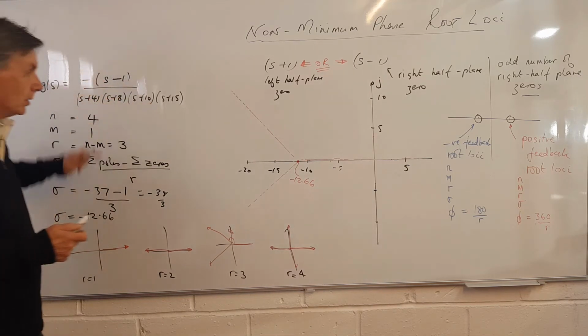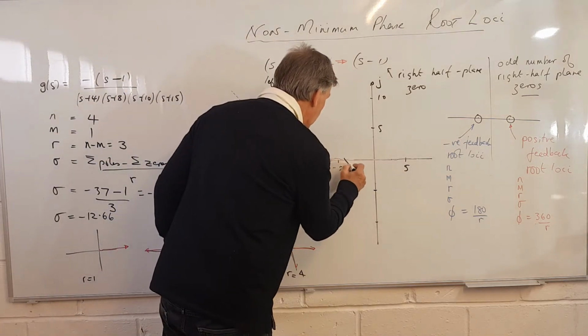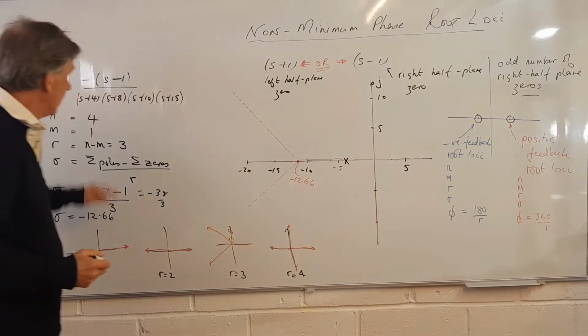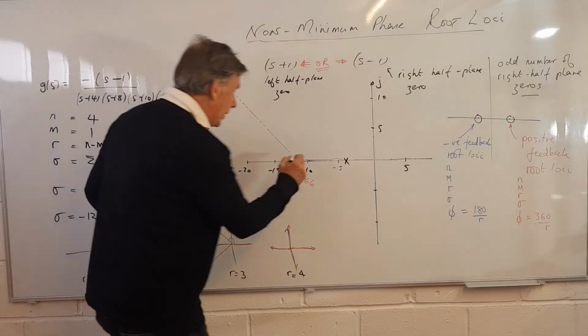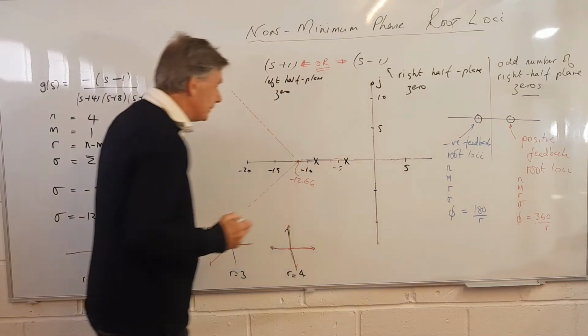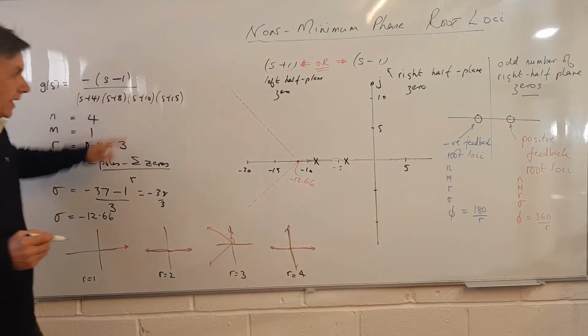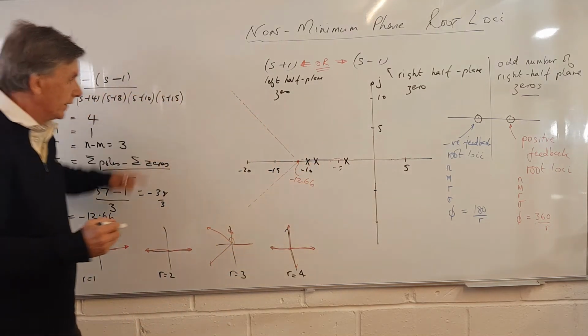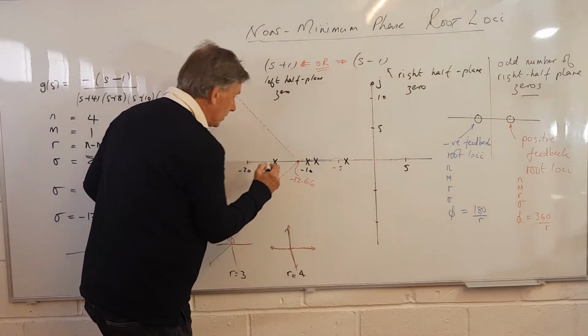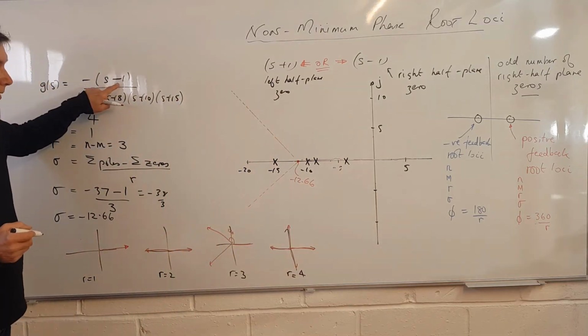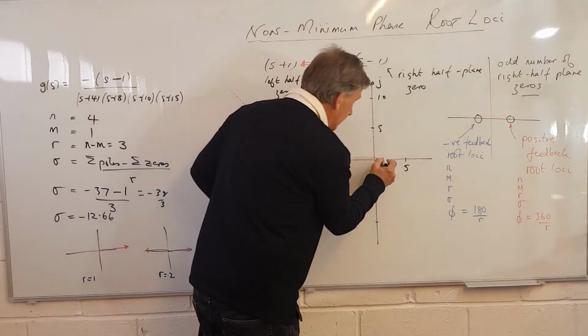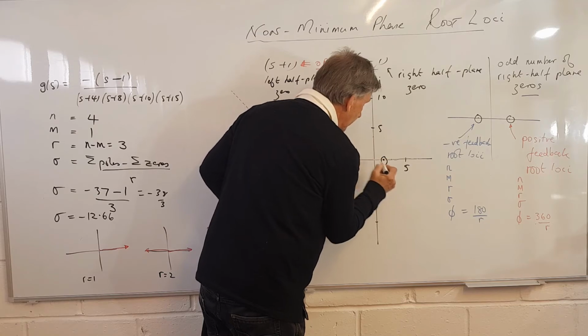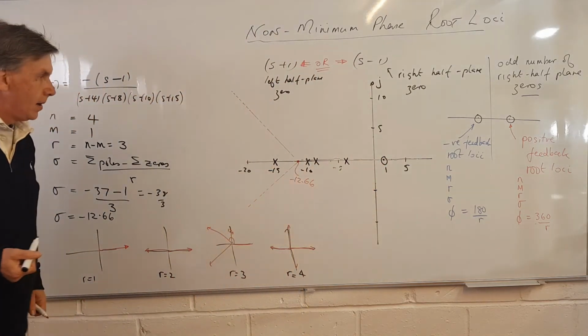So I've got a pole at minus 4, it's got a pole about there. I've got a pole at minus 8, so I've got a pole about there. I've got a pole at minus 10, so that's easy, it's going to be there. And another pole at minus 15, so there's my 3 poles. And I've got a 0 at plus 1. So I've got a 0 there at plus 1.